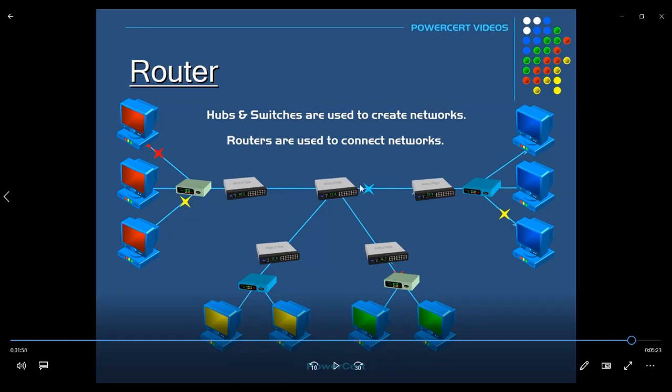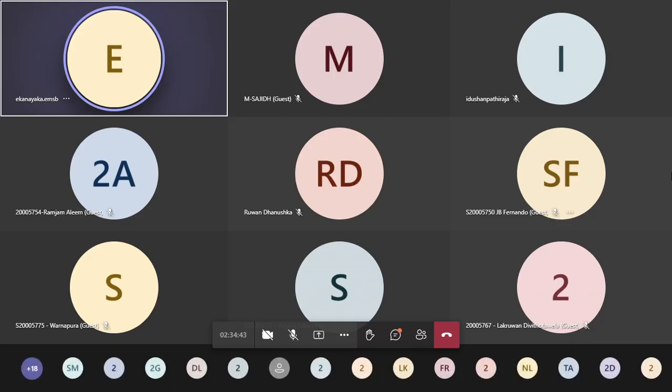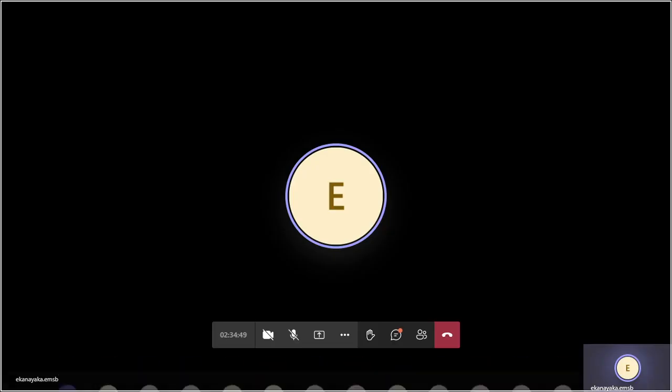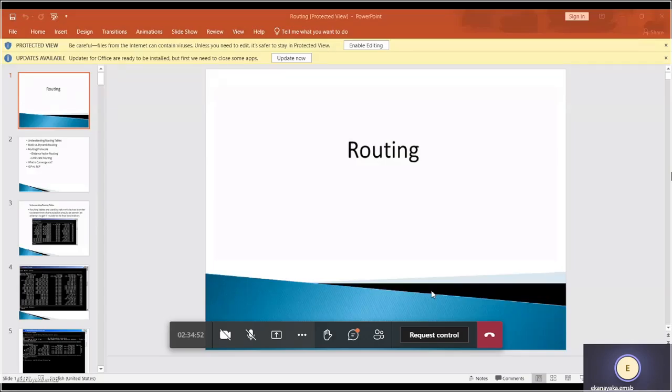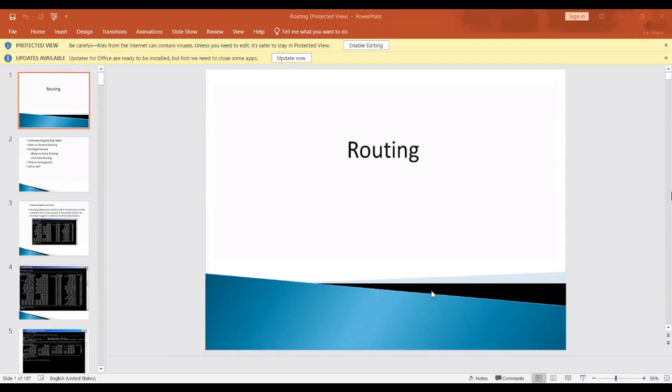So we'll try to explore some background about routing. Therefore, I have a presentation with me. Can you see my presentation? Yes, sir. Okay.